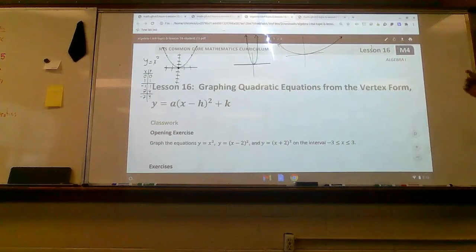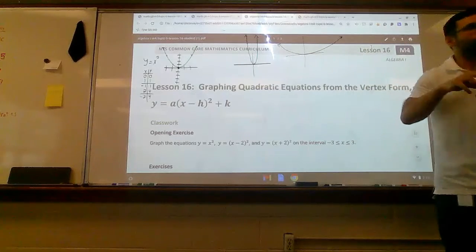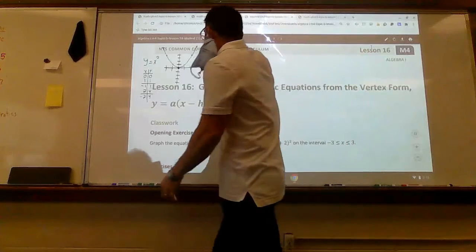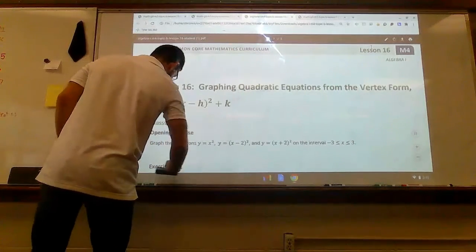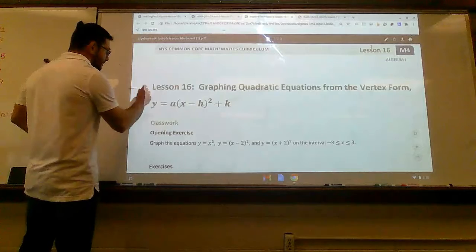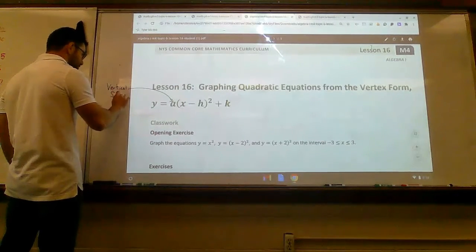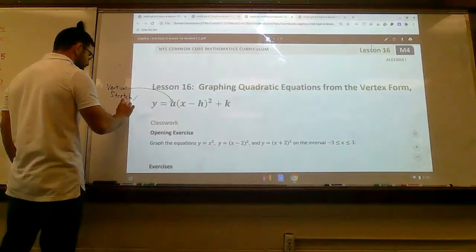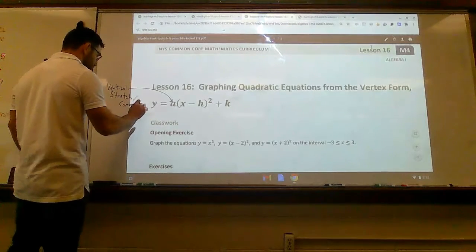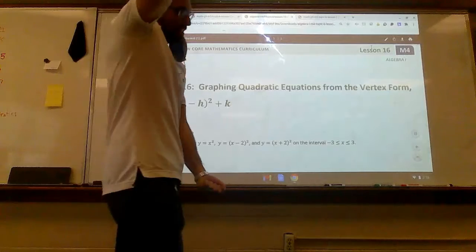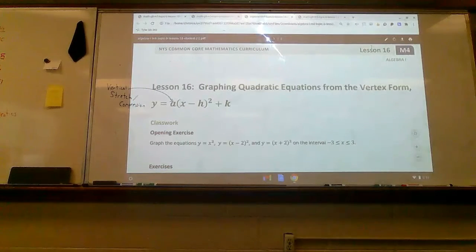Mm-hmm. So those are going to be the first things that we're dealing with, a vertical stretch and a vertical compression. But I want you to understand what the compression and the stretch actually were. So this A is for the vertical stretch or compression. That value is what tells me whether that graph is stretching and being nice and tight and very high, or whether it's really wide. So how do we know that?